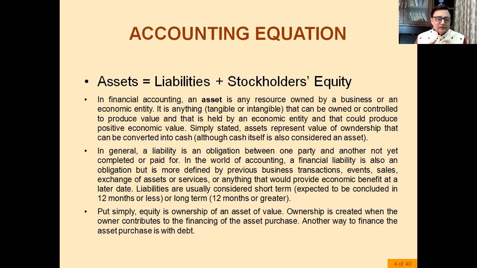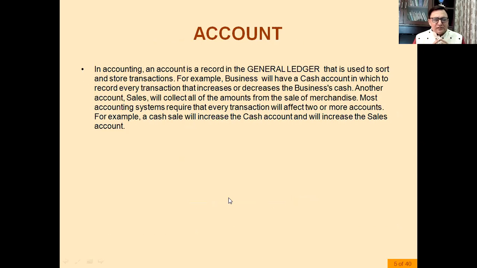So put simply, assets are owned by two kinds of people. One is owned capital, which is known as equity, and the other is loaned capital, which is known as liability. Equity is the ownership of asset value which is owned by the owners. It is created when the owners contribute to the financing of the asset purchase. So another way to finance the asset purchase is by the investment of the owners themselves. So assets is equal to liabilities and stakeholders' equity. That is very important to understand, and the whole accounting structure revolves around it. And finally, in the form of the balance sheet, we find the assets on one side, and on the second side we have the liabilities and stakeholders' equity.